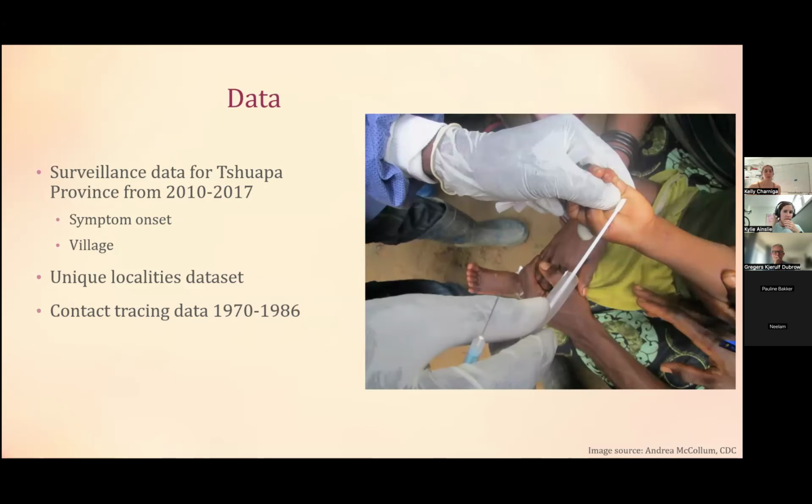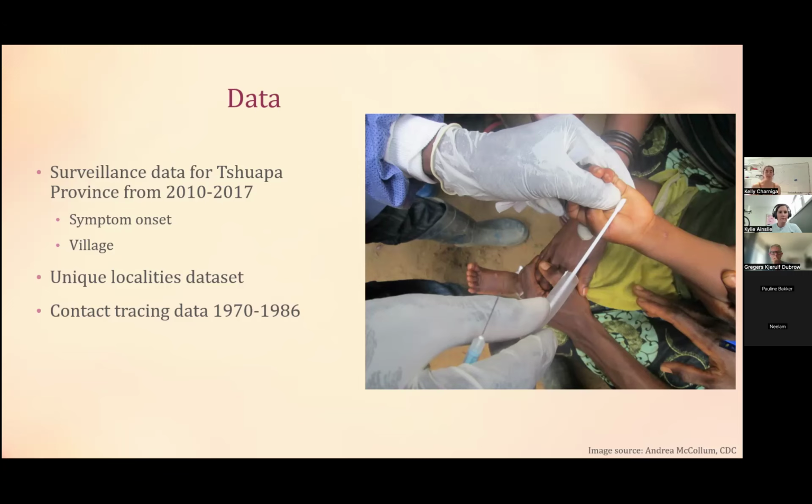So the data we had for this project was surveillance data. Surveillance just means routinely collected data about cases in a particular region of the DRC called Chuapa province. We had several years in the 2010s. And the 2 pieces of information we were most interested in were the time of symptom onset and their geographic location. So we had the village.